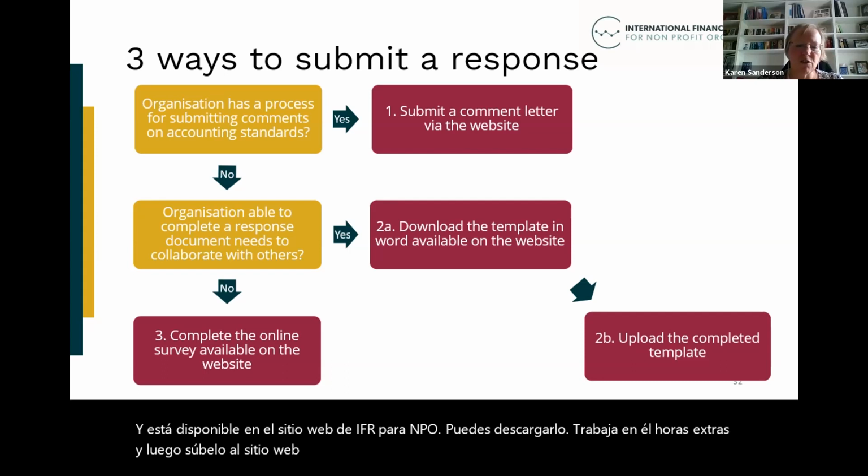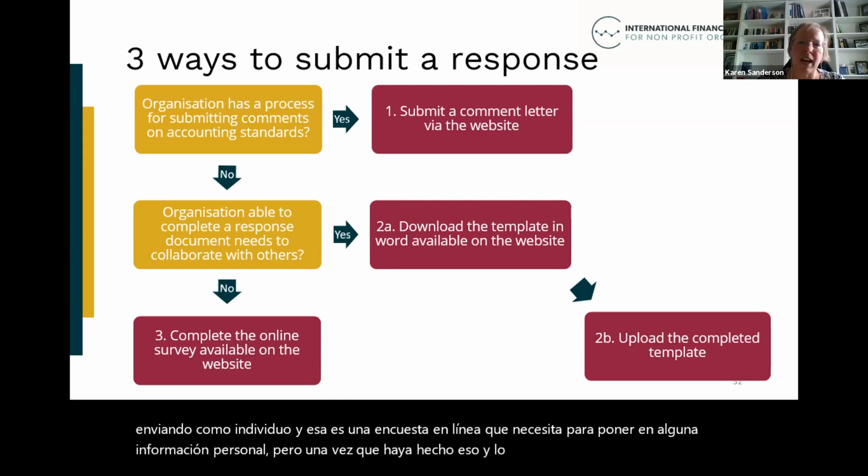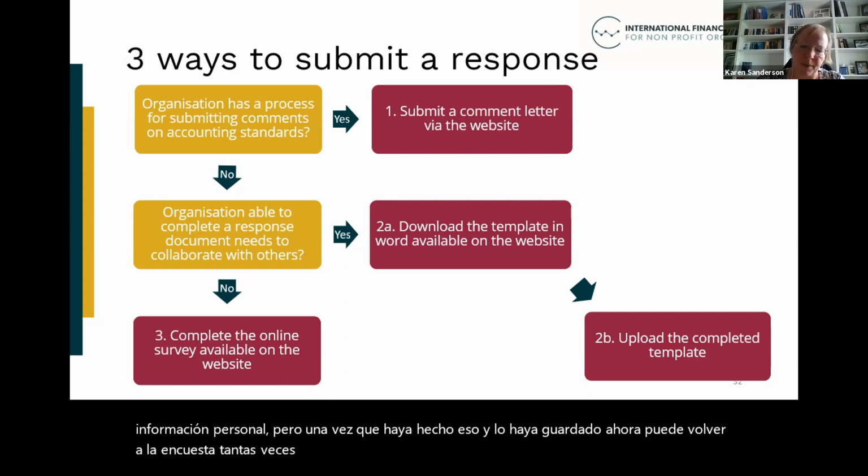The third option is great if you're submitting as an individual, and that's an online survey. You need to put in some personal information, but once you've done that and have saved it, you can come back to the survey as many times as you want before you're ready to submit it. So you don't have to do it all in one go.